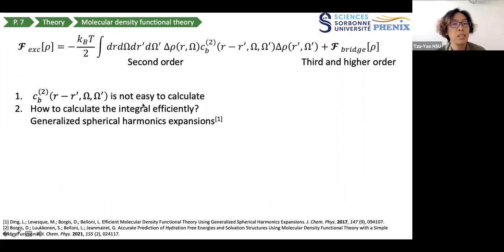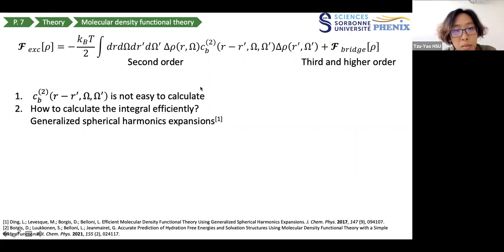But it is not easy. It is still not easy to calculate the second order functional because this direct correlation function is not easy to calculate. We need to ask help from molecular simulation. And even once we have this object, how can we calculate this integral efficiently? Dean et al. have proposed a method to calculate this integral efficiently by using generalized spherical harmonics expansion. And the details can be found in this paper.